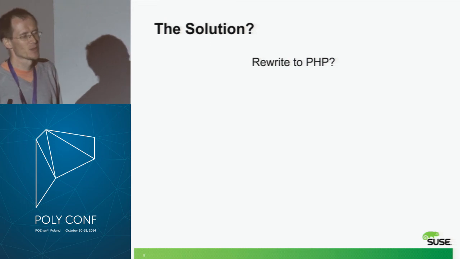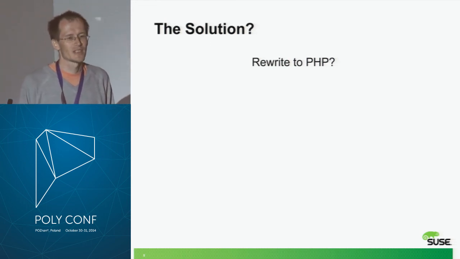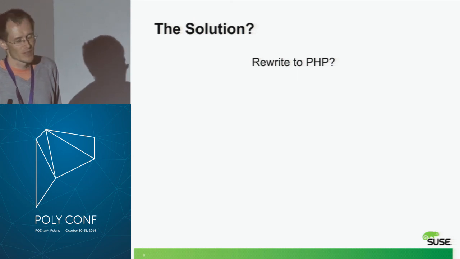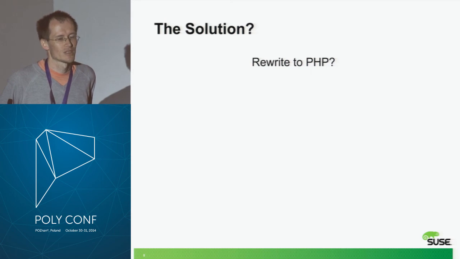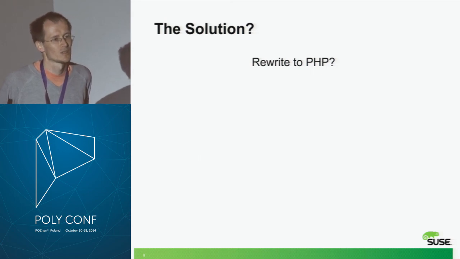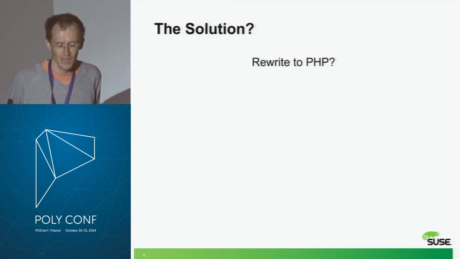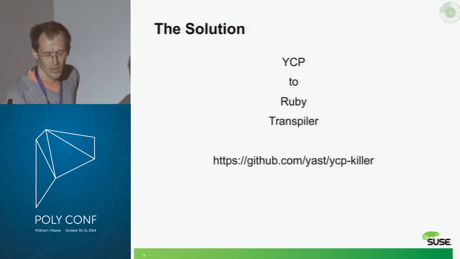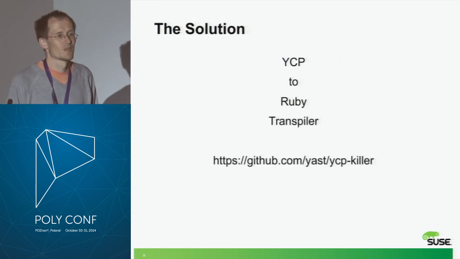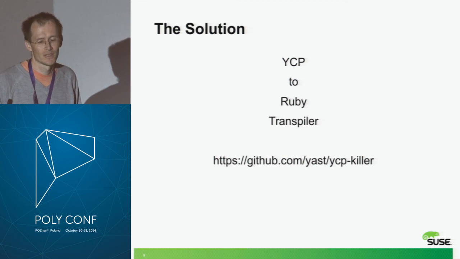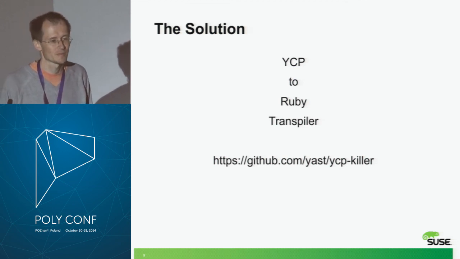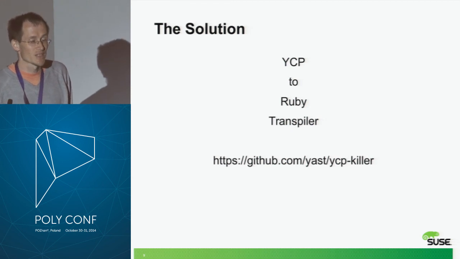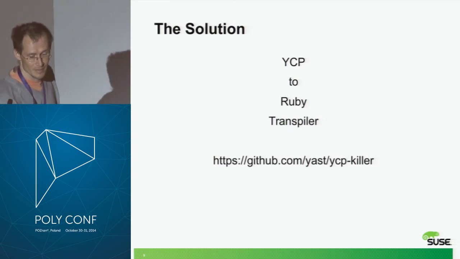Actually, no, PHP wasn't it. Surprisingly, it was not Erlang either. We looked around in the company, at who the potential contributors are, and we saw that most people know Ruby. So we translated Yast to Ruby. We developed a tool, a transpiler, which is called YCP Killer. It's on GitHub. And we translated the whole thing.